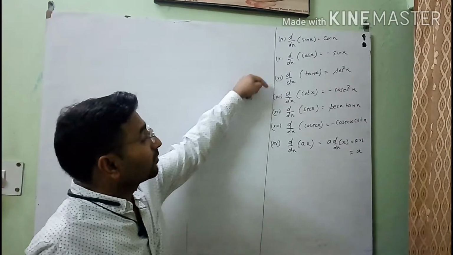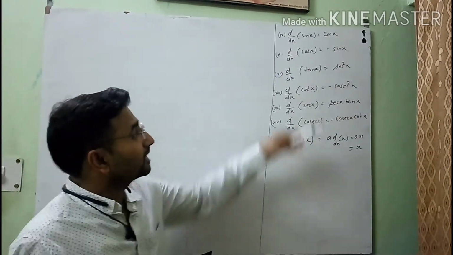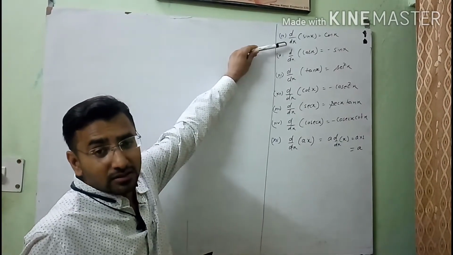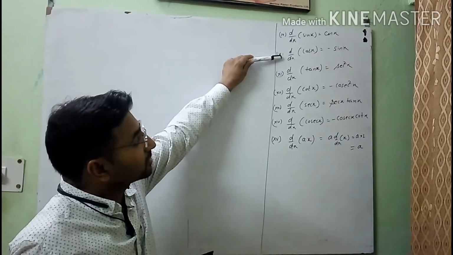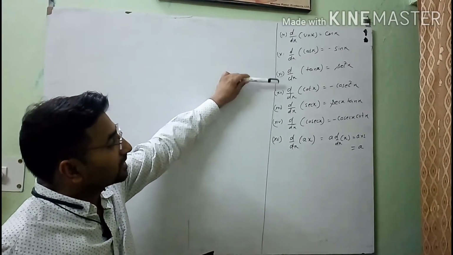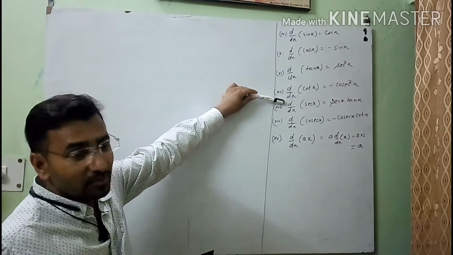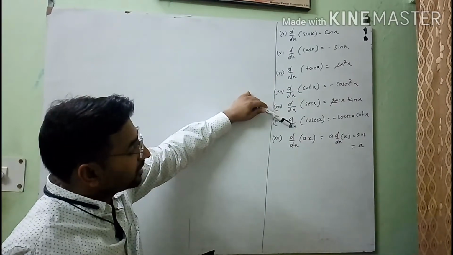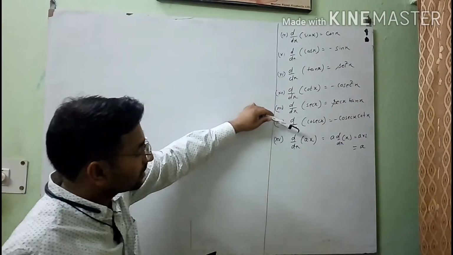See here, there are some formulas of differentiation related to trigonometry. The first formula is d upon dx sin x equals cos x. Then next, d upon dx cos x equals minus sin x. d upon dx tan x equals sec square x. d upon dx cot x equals minus cosec square x. d upon dx sec x equals sec x into tan x. Then d upon dx cosec x is equal to minus cosec x into cot x.